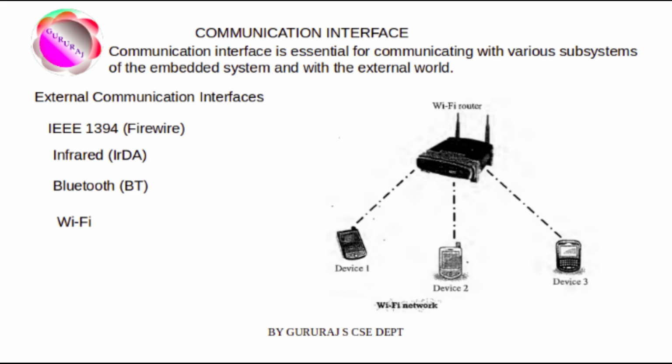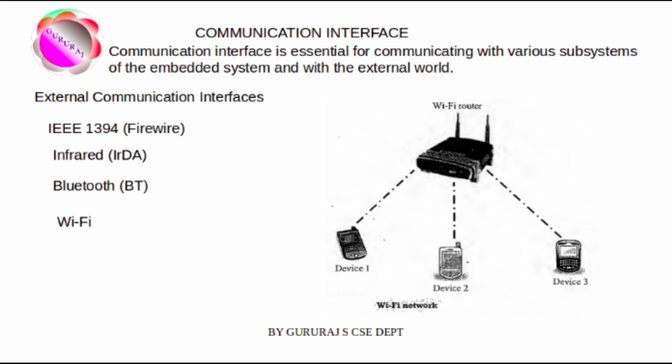Next external communication interface is Wi-Fi, which is a short form of wireless fidelity, a popular wireless communication technique for network communication of devices. Wi-Fi follows the IEEE 802.11 standard. Wi-Fi is intended for network communication and it supports internet protocol based communication. Wi-Fi based communication requires an intermediate agent called a Wi-Fi router or access point to manage communication.